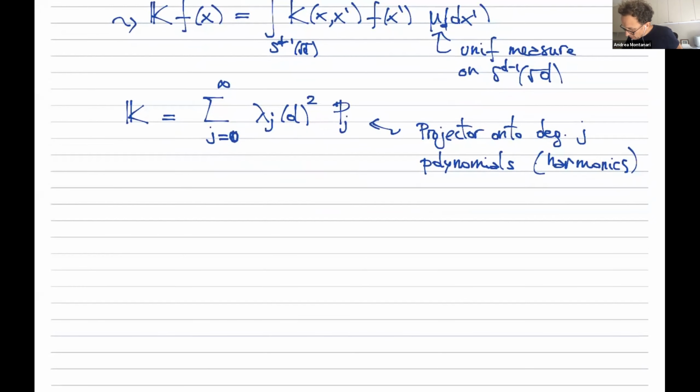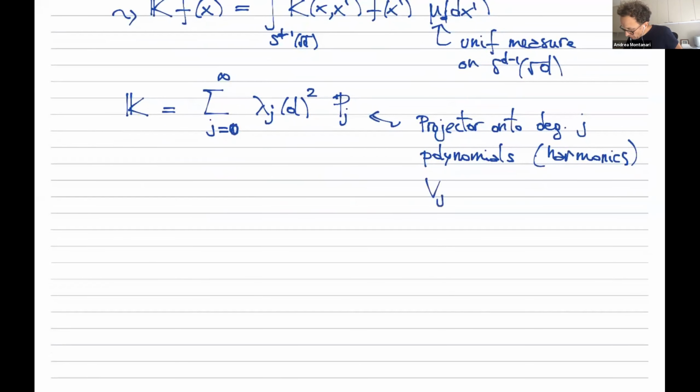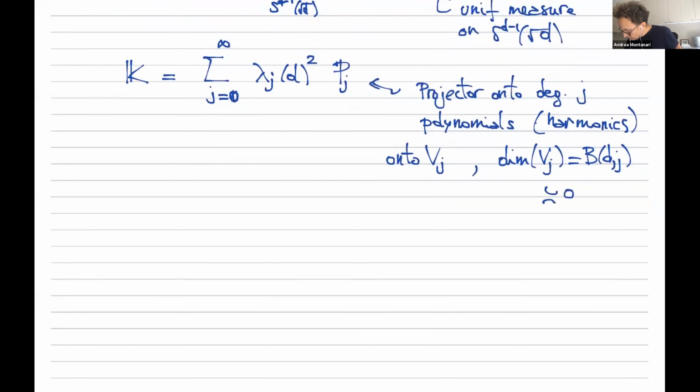Okay, so a little parenthesis. If I call V_j the space of degree j polynomials, the dimension of V_j, called B(d,j), is of order d to the j, as you might guess, right? The number of degree j polynomials is d to the j, and it's not quite d to the j because there are degeneracies, because we are looking at it on the sphere.